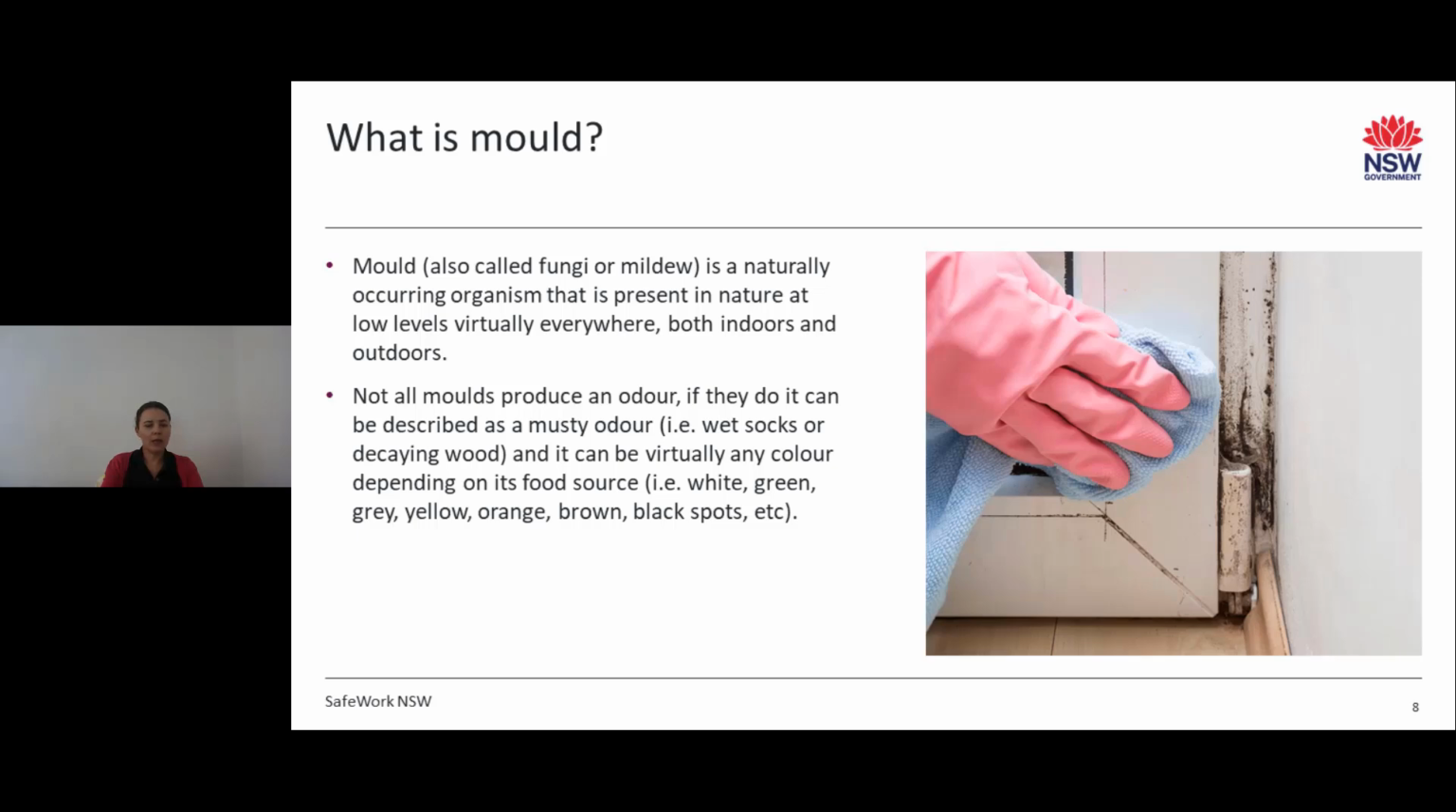Some moulds appear white and thread-like, while others appear in clusters of black, dark green, grey or brown rings or spots. Not all moulds produce an odour. However, if they do, it could be described as a musty type of odour, something similar to wet socks, and it can be virtually any colour depending on its food source. If you or your workers notice visible mould or a mouldy odour, this is a good indication that mould is growing somewhere in a building and should be investigated.